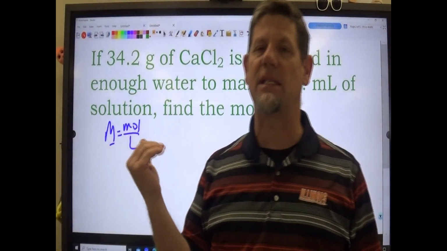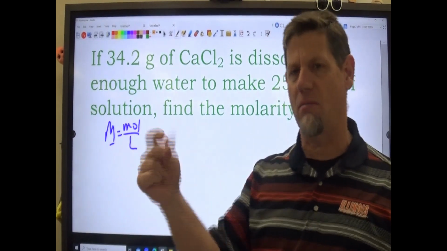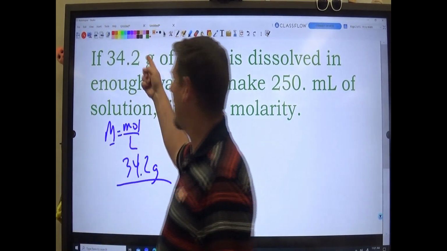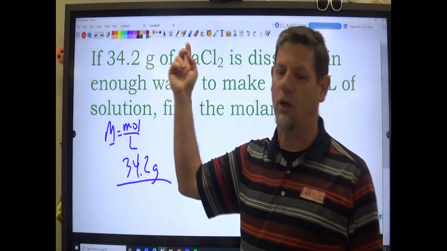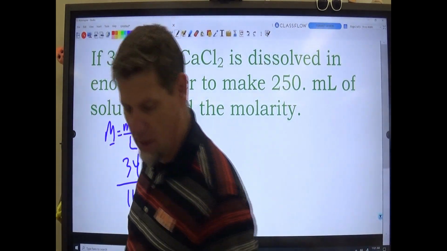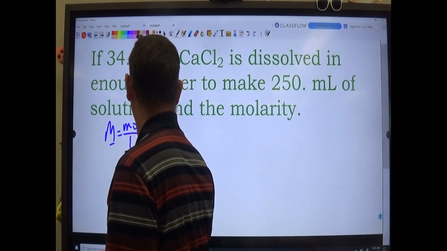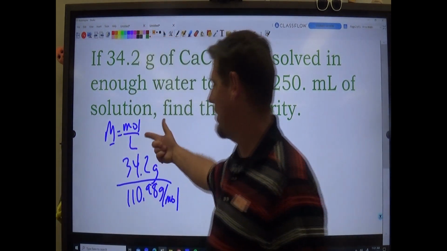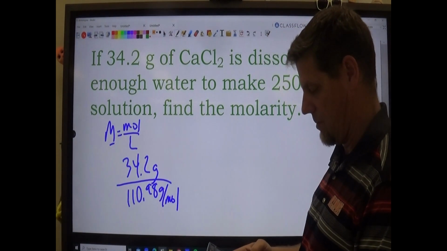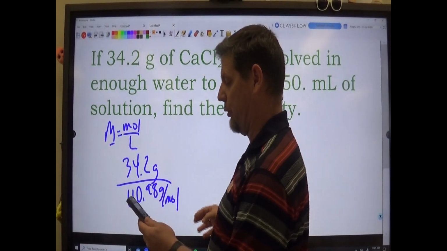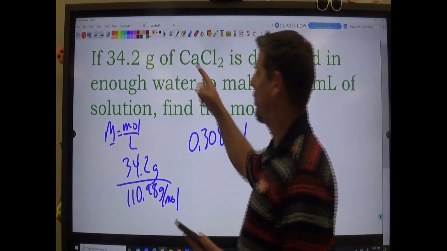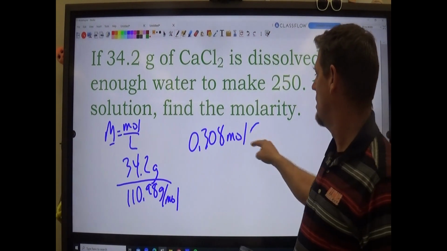This has got to become a seamless thing that no matter what, they give you grams, you're like, oh, I got this, converting grams to moles. So I'm going to take my 34.2 grams, and I'm going to divide by the molar mass of CaCl2. If you go look on your periodic table and you add these things up, this becomes 110.98 grams per mole. So if I divide 34.2 divided by 110.98, I get 0.308 moles. 34.2 grams is this many moles of calcium chloride.